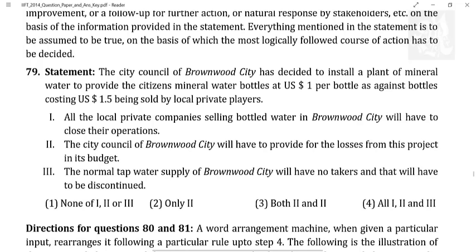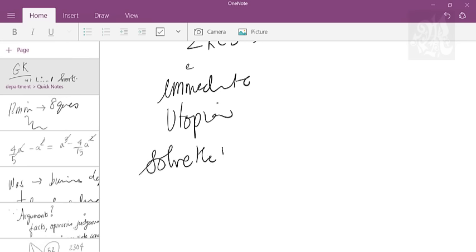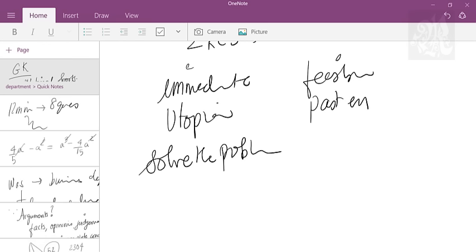Again, an assumption. No, course of action. Course of action is what? Course of action must not be immediate. It must be utopian. It must solve the problem. It must be feasible. Past experience. It must also collect past experiences. If positive outcomes have been recorded doing something like that, then do it. It also must be what your government does. Not harsh.